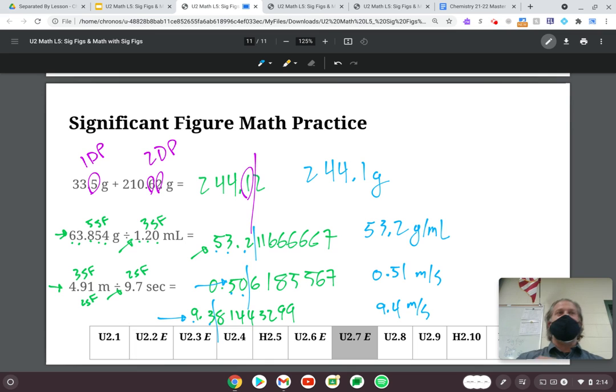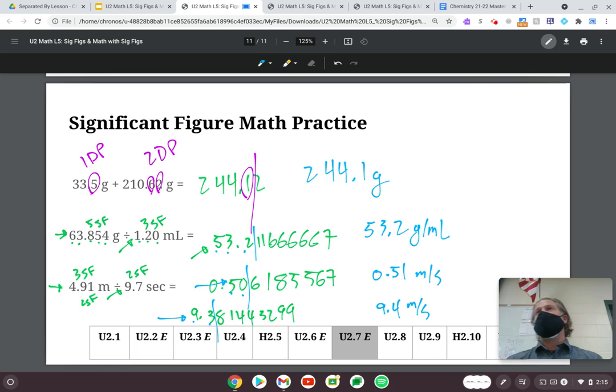On your paper, the hole punch punched out the 4. So you had 91 divided by 9.7, which is 2 sig figs divided by 2 sig figs, and you got 9.3814432299. So wandering around, most of you decided that you needed to have 2 sig figs in your answer, so you rounded. So you went 9.3, that 8 rounded the 3 up, so you got 9.4 meters per second.